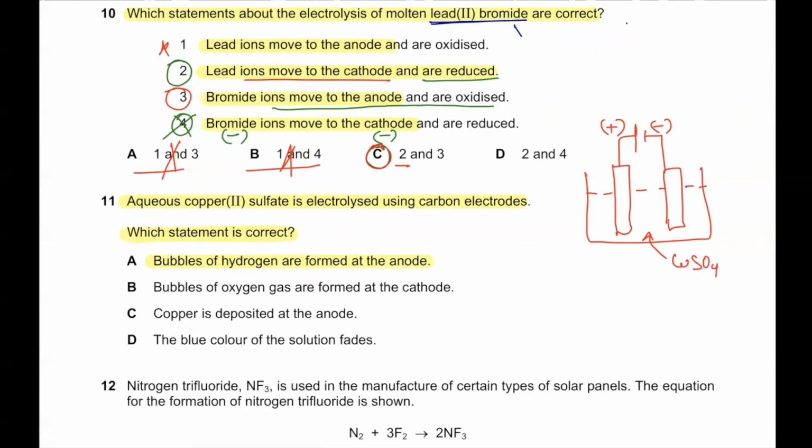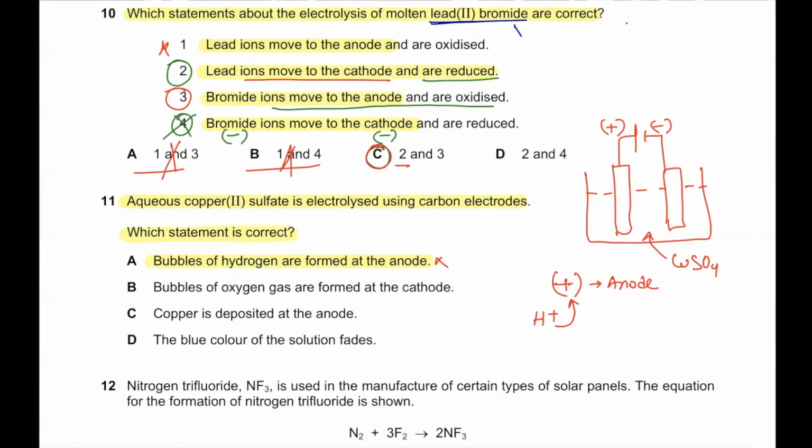Okay, now they said bubbles of hydrogen are formed at the anode. Anode is the positive pole, which we have already discussed. Now, if the positive pole is the anode, definitely it is never going to attract hydrogen ions towards the anode. So this is a false statement. Bubbles of hydrogen are never formed at the anode. Next, bubbles of oxygen are formed at the cathode.